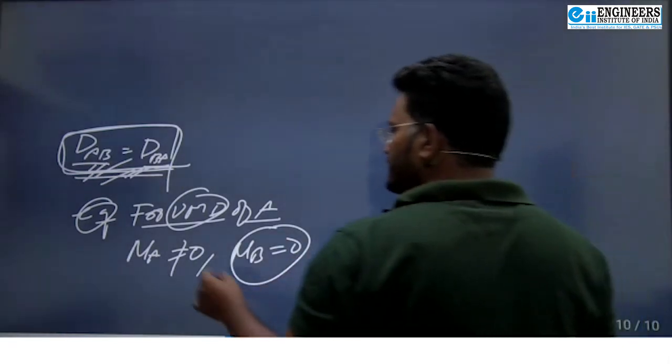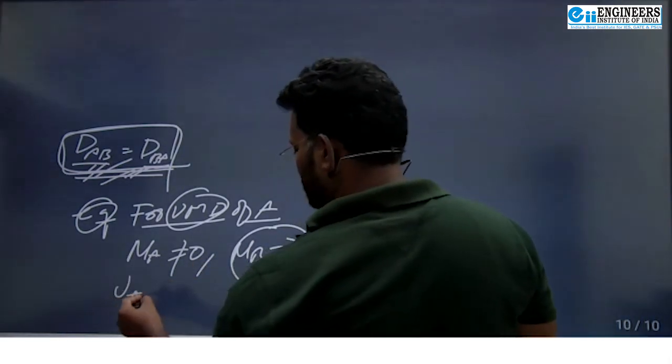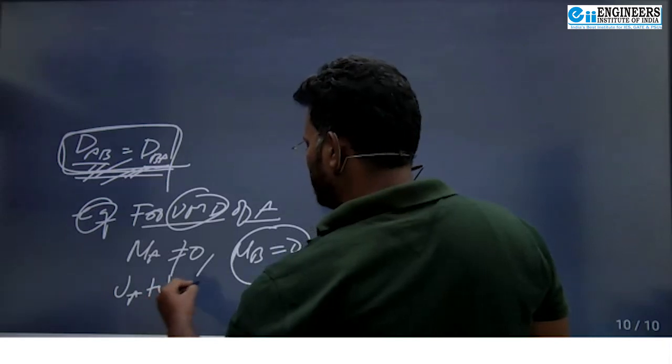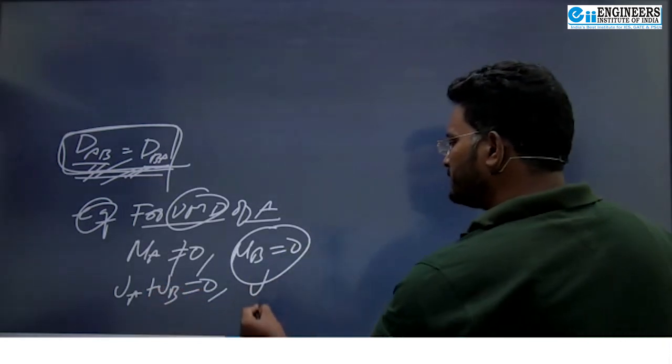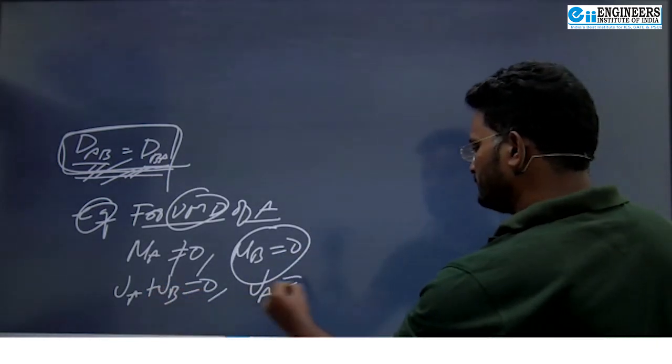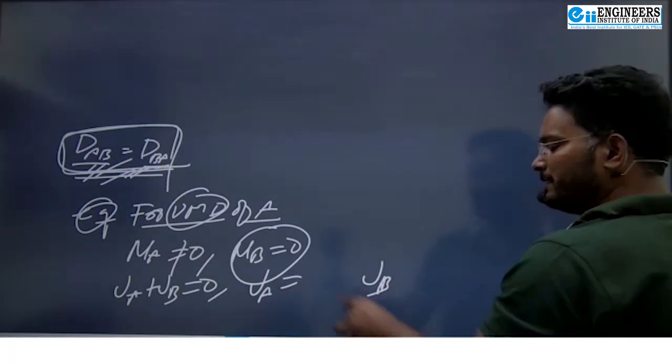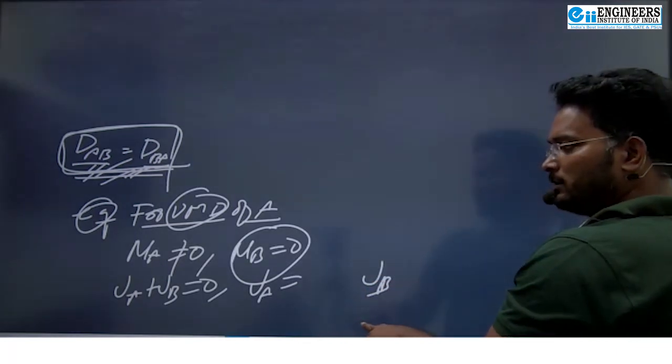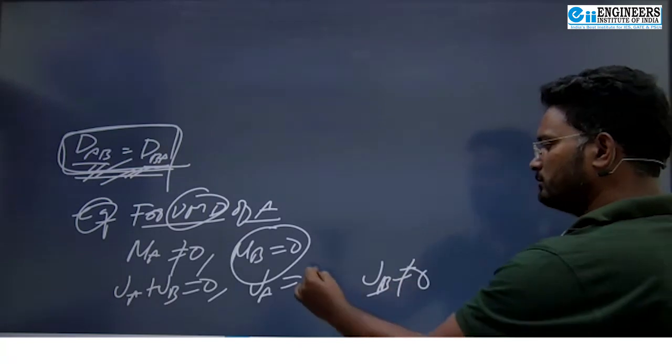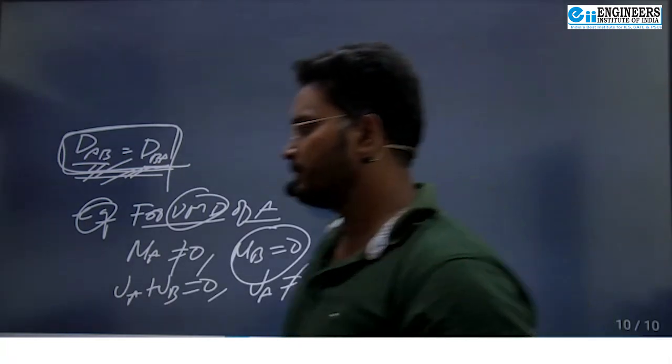Clear? What about Ja and Jb? Are they 0 or non-zero? What about Ja plus Jb? This is always 0. But what about Ja and Jb respectively? Are they 0 or non-zero? They are non-zero. How many of you are satisfied with this?